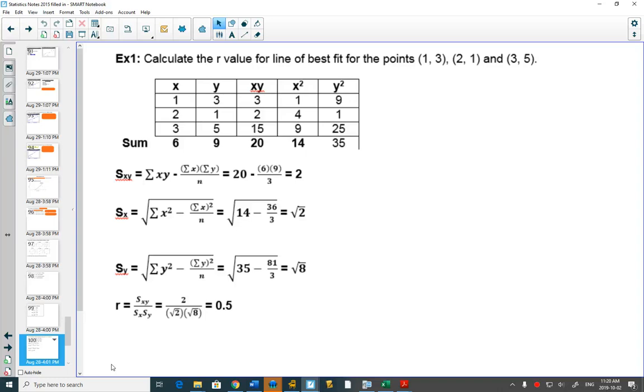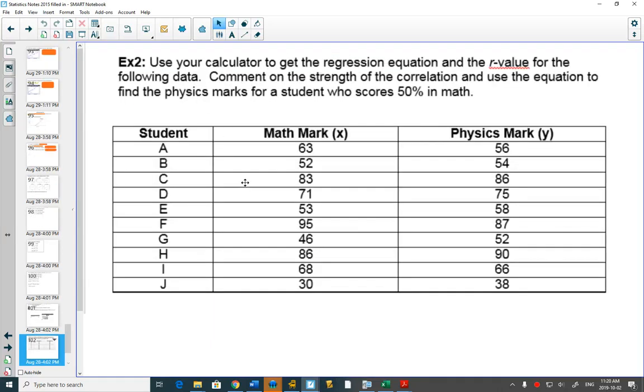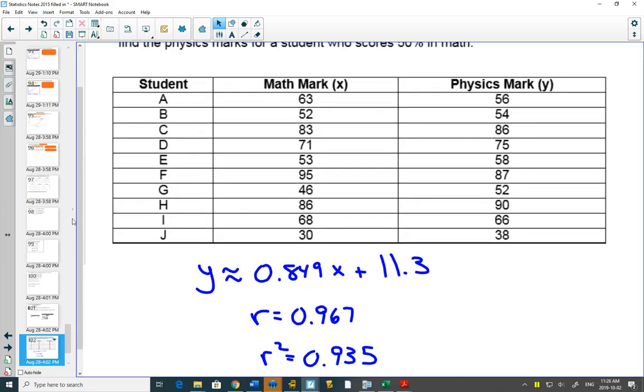So because this would take a lot of time to do all of this data, these questions are almost always calculator questions where you get your diagnostic, where you get your correlation coefficient from your calculator. So here's one for you to try. Put those values, your math marks into list 1, your physics marks into list 2, get the regression equation and the R value, and then we'll talk about that.